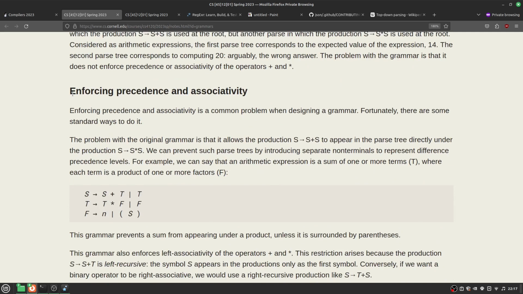Enforcing precedence and associativity. Enforcing precedence and associativity is a common problem when designing a grammar. Fortunately, there are some standard ways to do it. The problem with the original grammar is that it allows the production S to S plus S to appear in the parse tree directly under the production S to S times S. We can prevent such parse trees by introducing separate non-terminals to represent different precedence levels. Okay, fair enough. For example, we can say that an arithmetic expression is a sum of one or more terms, T, where each term is a product of one or more factors, F.